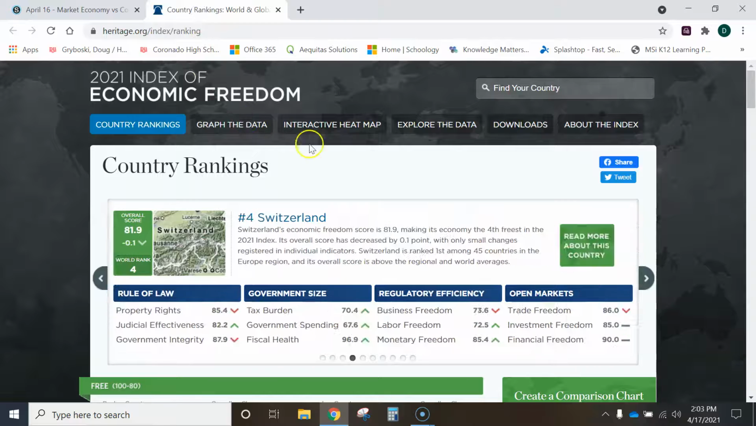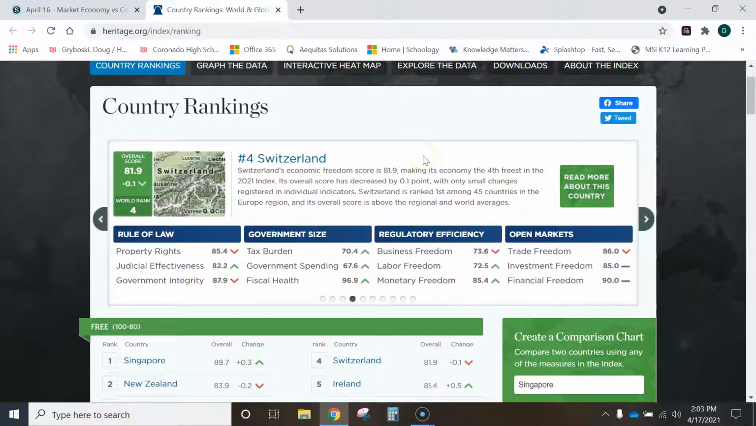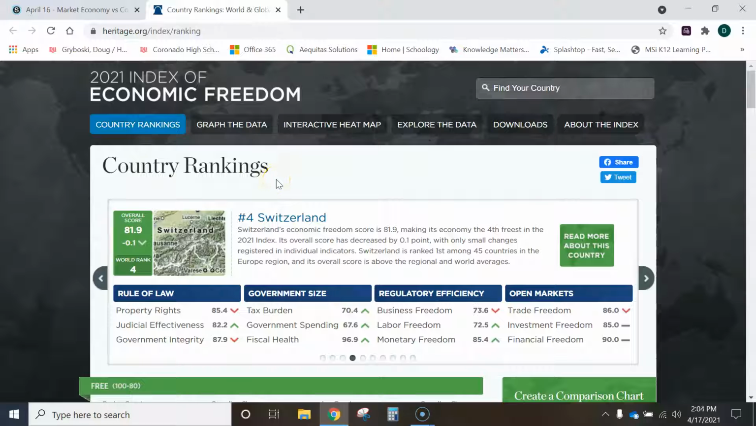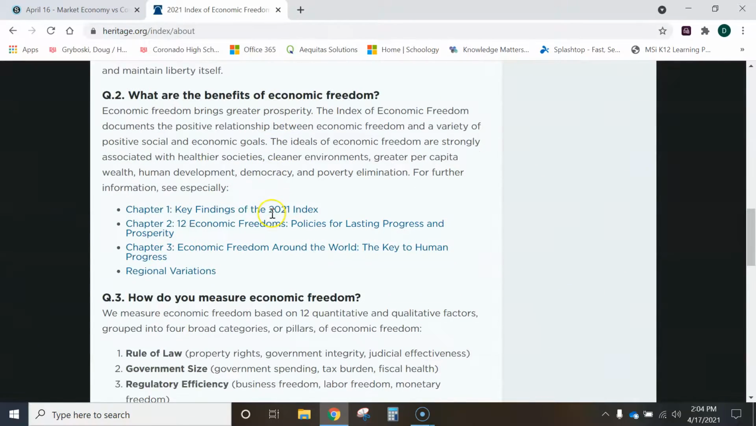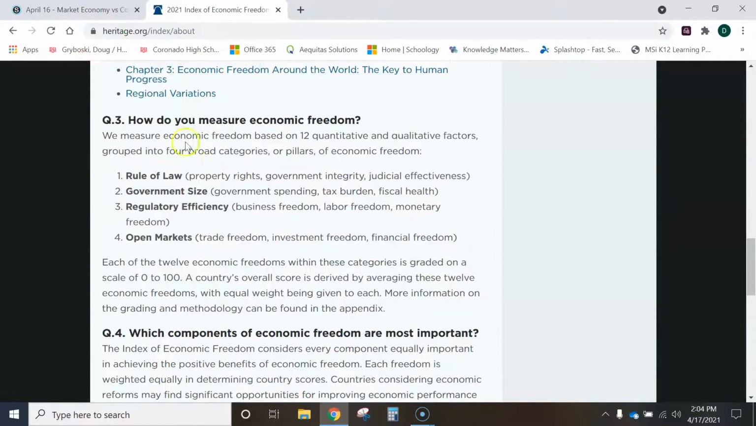So I directed students to this website, and we spent maybe the last 10 to 15 minutes of class looking through country rankings based on the economic index of freedom. The first thing I showed the class was about the index. I went down here to their question that says, how do they measure economic freedom? These 4 key categories, and within each category they've got some subcategories, so it's a total of 12. It says here, each of the 12 economic freedoms within these categories is graded on a scale of 0 to 100. The country's overall score is derived by averaging these 12 economic freedoms.